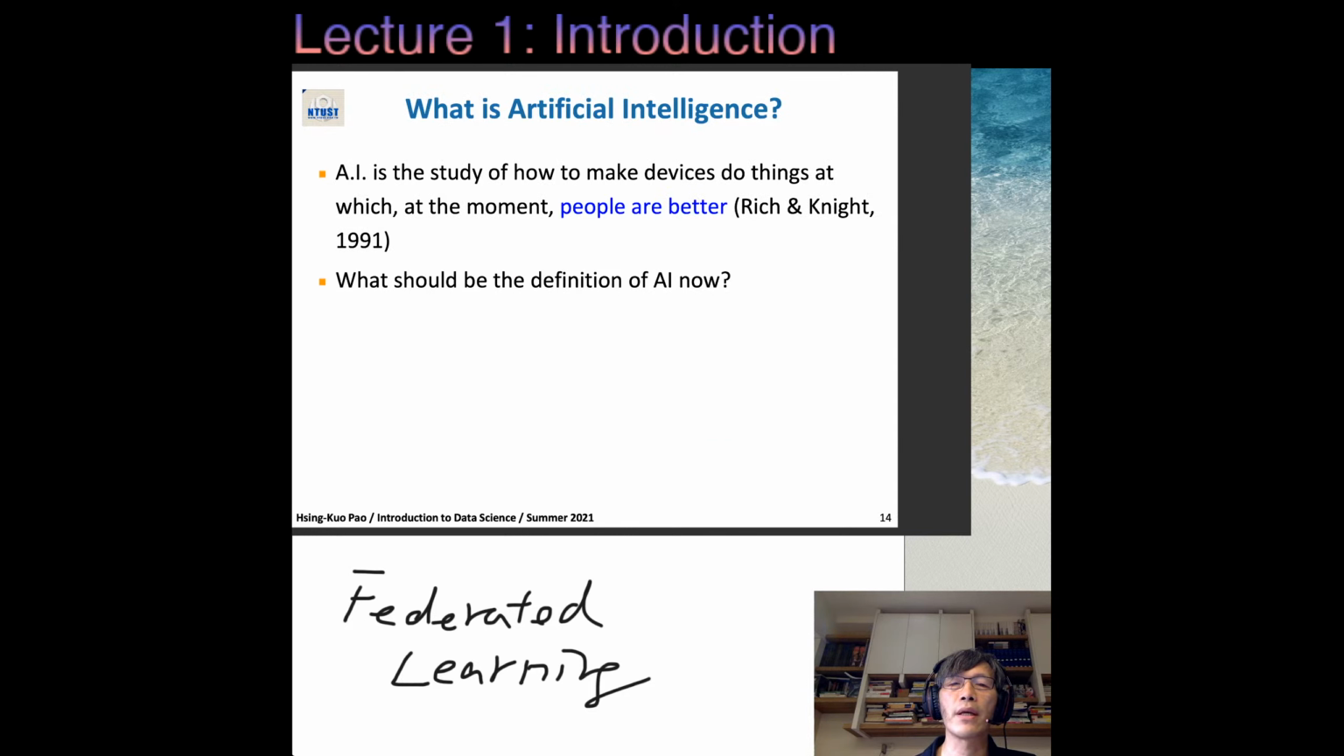We want to make some kind of program or device, right? So that in the end, that device can perform something that people can perform, right? So if we can get something better than human, then we say, oh, maybe that device got some kind of intelligence, right?